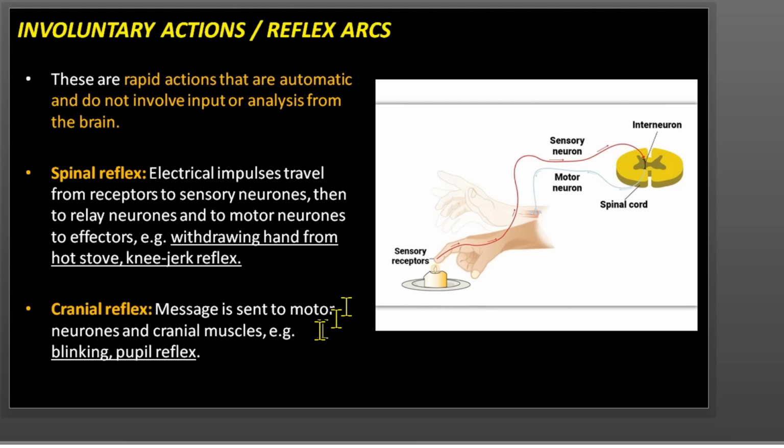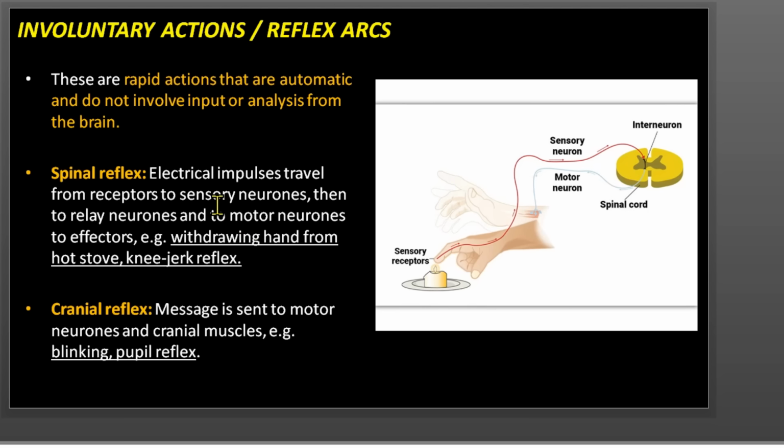So there are cranial reflexes as well that do not really involve the spinal cord, and in this case here the message is sent to the motor neurons and cranial muscles. So this is basically when you have a reflex that involves the face. So for example, blinking if there's something approaching you, or the pupil reflex, whereas spinal reflexes more deal with moving your body.